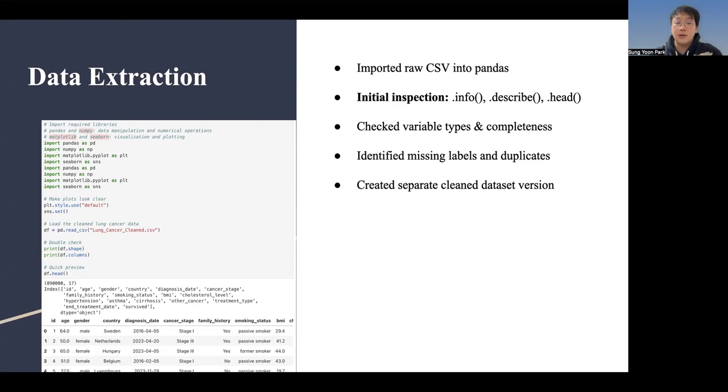Here's where the coding began. The first step was loading the raw CSV dataset using pd.read_csv. I used info to understand the structure, which revealed the variable types, missing values, and the number of entries. And I followed this with describe for summary statistics, and had to preview the first few rows. During this step, I noticed inconsistencies in categorical variables, such as differences in how smoking status was labeled. I also detected duplicate rows that needed to be removed, and these checks informed the next phase of the project, which was data cleaning.